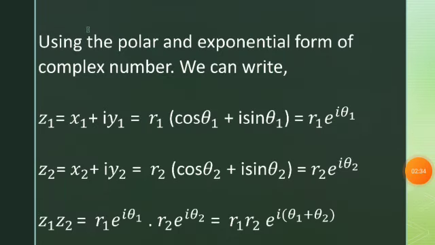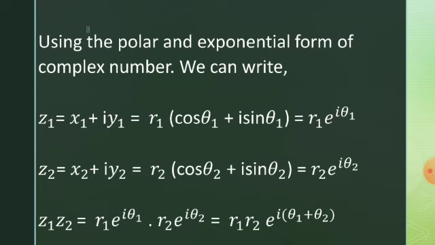Now similarly z2 is equal to x2 plus iy2. Now the polar form of this is r2 (cos theta 2 plus i sin theta 2). Now the exponential form of z2 is r2 e raised to i theta 2.